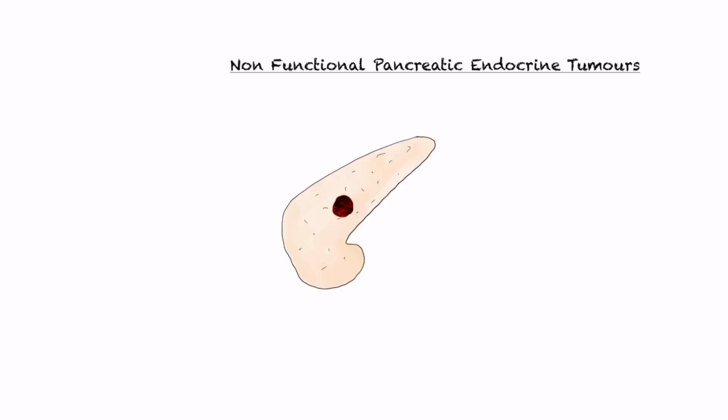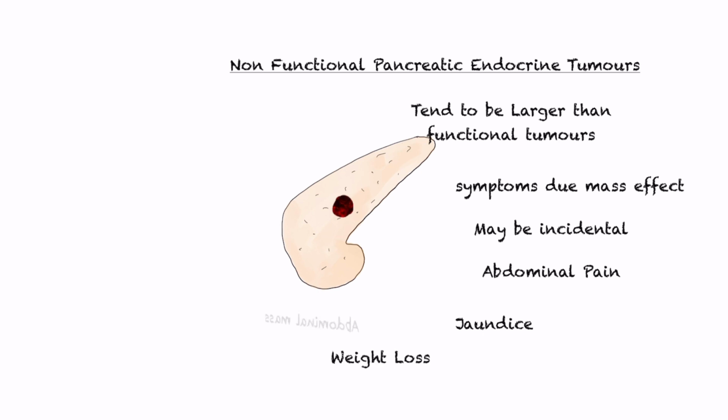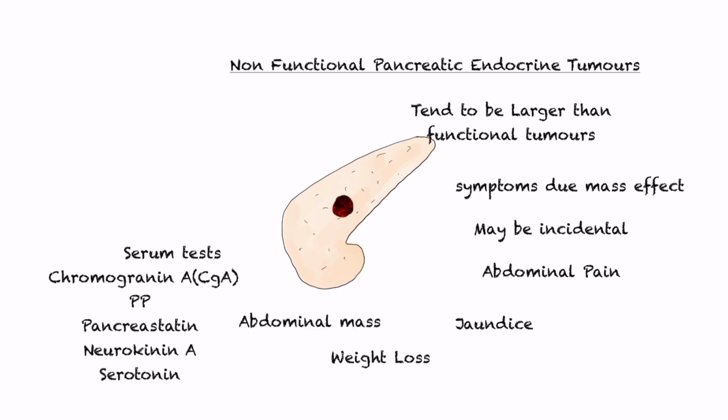Non-functional tumors. Non-functional tumors tend to be larger than functional tumors. They cause symptoms usually due to mass effect or may be diagnosed incidentally in ultrasound done for any other reason. If symptomatic, it usually causes abdominal pain, jaundice due to biliary compression, weight loss, abdominal mass. Serum levels of peptides are increased and can be measured.